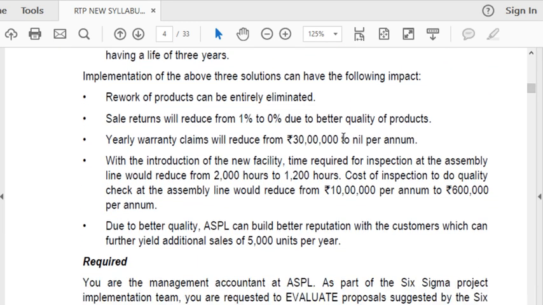Rework of products can be entirely eliminated. Very good. Sales returns will reduce from 1% to 0% due to better quality of products. Okay. Yearly warranty claims will reduce from 30 lakhs to nil per annum.